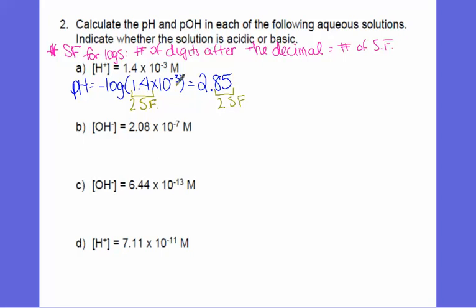How are we going to find the pOH? Yeah, pOH is 14 minus 2.85, which we will maintain sig figs by keeping 2 decimal places. What's 14 minus 2.85?